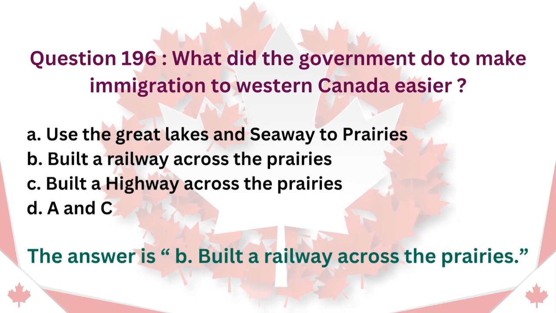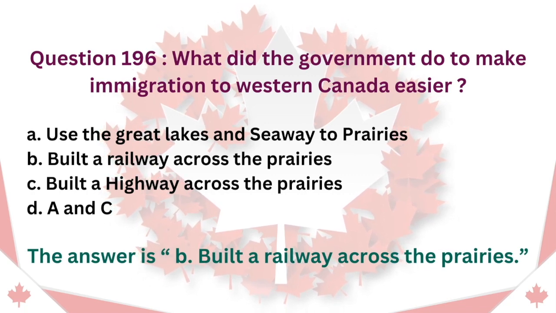Question 196. What did the government do to make immigration to Western Canada easier? A. Use the Great Lakes and Seaway to prairies. B. Built a railway across the prairies. C. Built a highway across the prairies. D, A and C. The answer is B. Built a railway across the prairies.